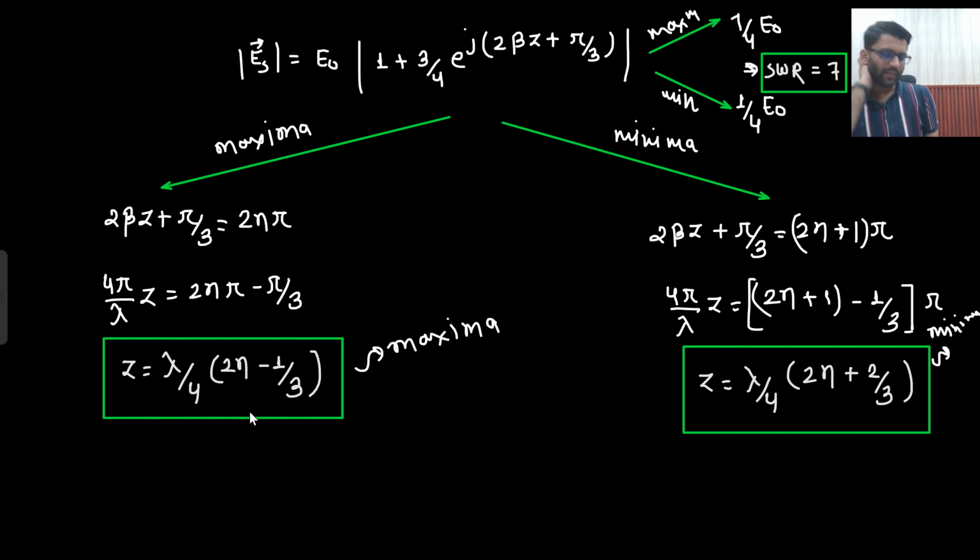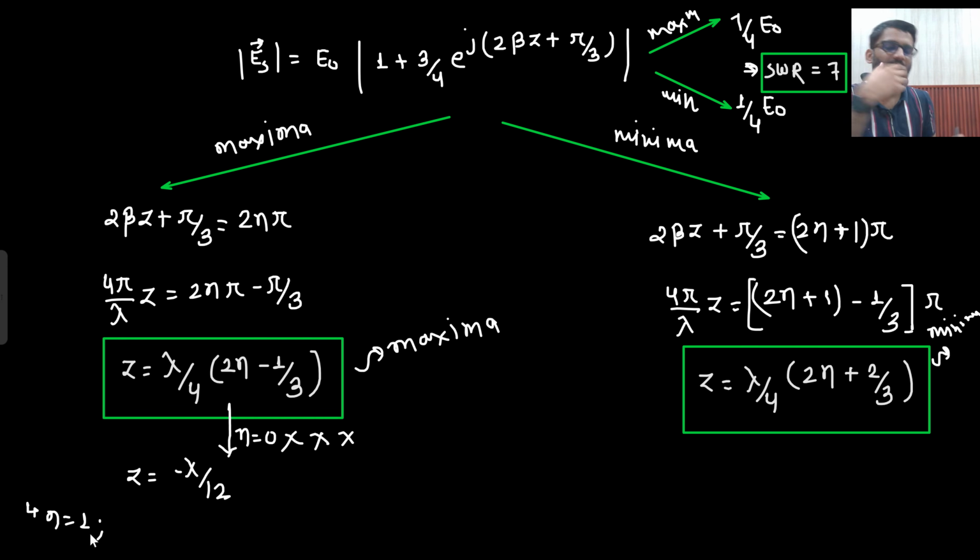Okay. Now tell me one thing. If I put n equals to 0 here, what am I getting? Z equals to minus lambda by 12. Is that possible? How can I get negative? It's not possible, right? It is not even possible. So n equals to 0 has to be eradicated. This cannot come in action. So we will start from n equals to 1.